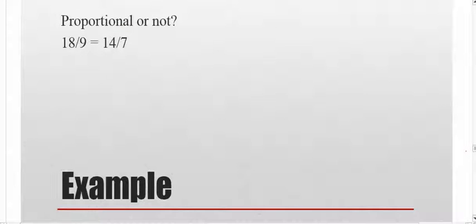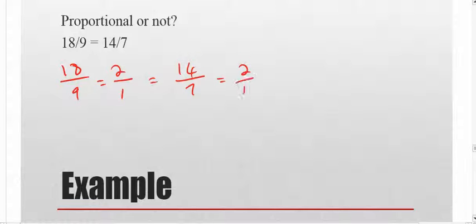So, is 18 divided by 9 equal to 14 divided by 7? To figure this out, you would just answer the problem. So 18 divided by 9 equals 2 divided by 1, which is basically just 2. And then 14 divided by 7 equals 2 over 1. And that is proportional because they are both 2 over 1.